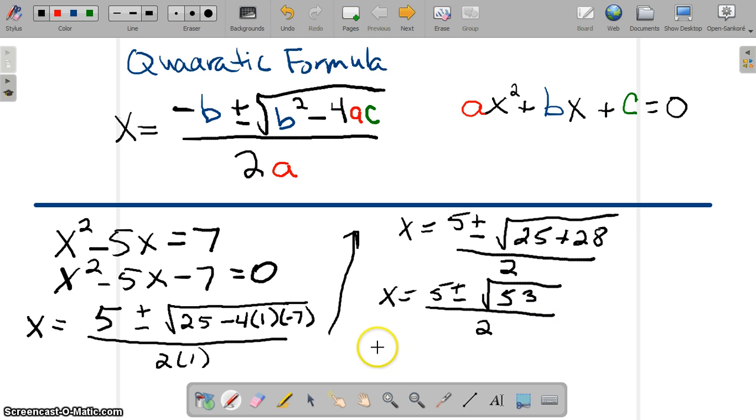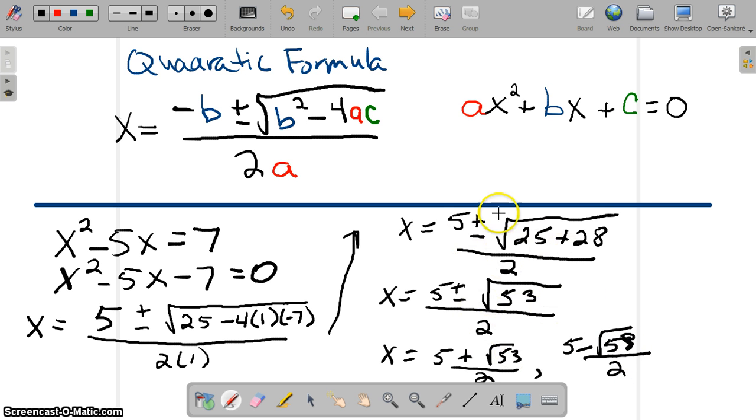So we really have 2 answers here. We can't simplify the 53 anymore, although you need to look and make sure that that radical can't be simplified. So x equals 5 plus the square root of 53 over 2 is one answer. And the other answer is 5 minus the square root of 53 over 2. So this answer ended up being a real number.